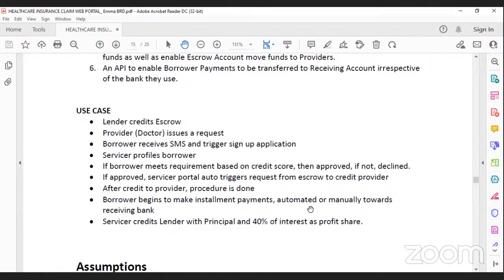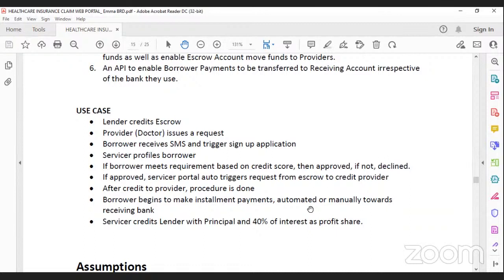The lender connects escrow, the provider or the doctor will issue a request. The borrower will receive an SMS and trigger the sign-up application. The servicer profiles the borrower. If the borrower meets requirements based on credit score, then approved. If not, declined. If approved, the servicer portal will auto-trigger a request and then send it to the escrow to credit the provider. After crediting the provider, the procedure is done.